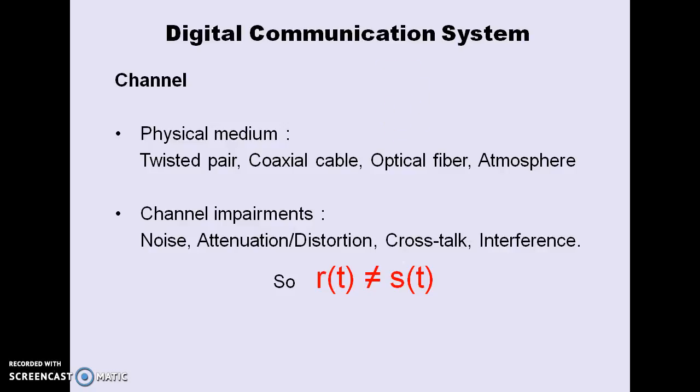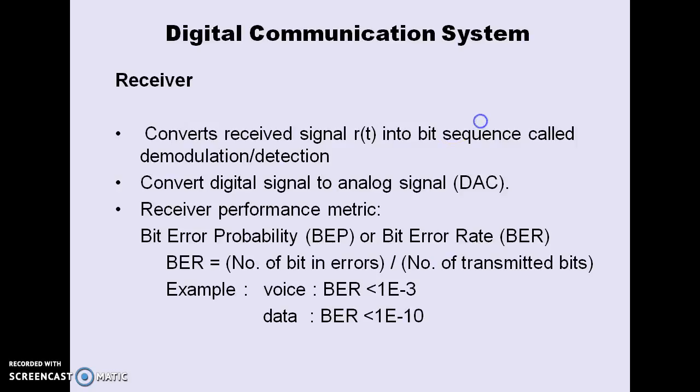There are some impairments in the channel. Noise will affect the signal and degrade the signal strength. Attenuation and distortion are also there to disrupt the signal. Crosstalk and interference are very important phenomena that very often happen in digital signal processing. So at the end, we can say that the received signal at the receiver end is not equal to the transmitted signal s(t); there is likely some difference.